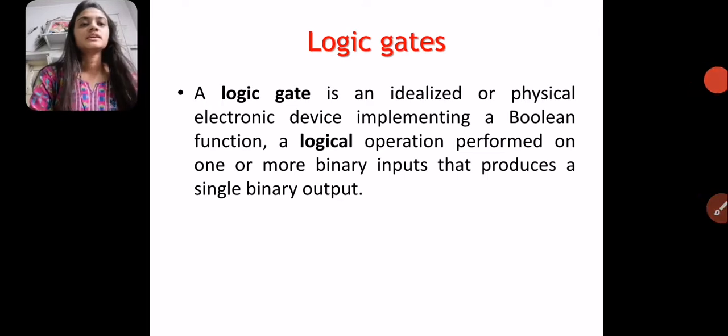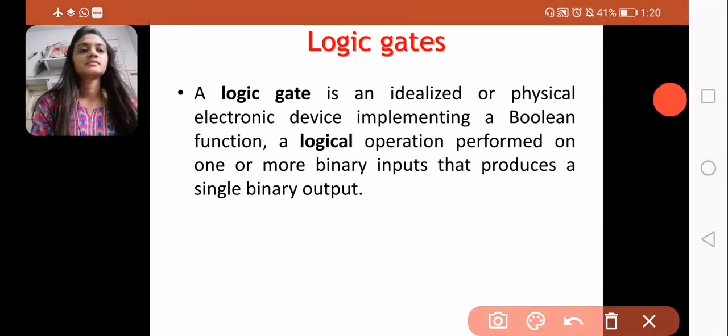So a logic gate is an idealized or physical electronic device implementing a Boolean function, a logical operation performed on one or more binary inputs that produces a single binary output. That means logic gate is implementing a Boolean function. Here is a word Boolean function. So what is Boolean function?